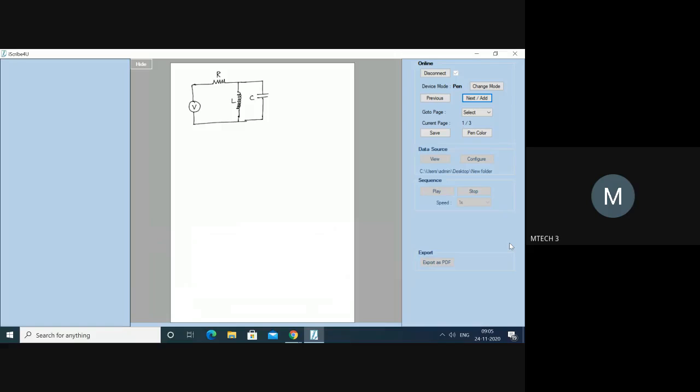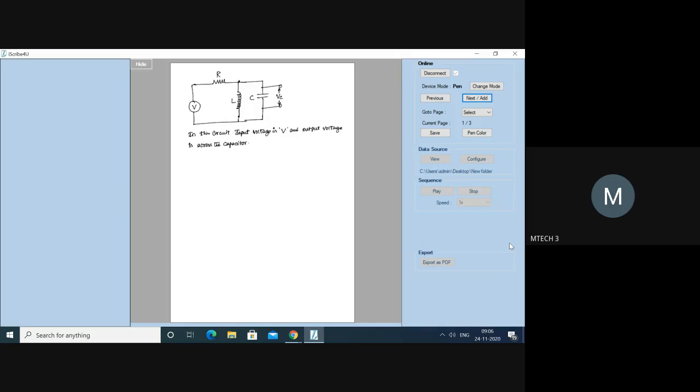Yes, sir. Okay, right. Now below that you write, in this circuit, input voltage is V and output voltage is across the inductor and capacitor. So this is the output voltage VC.